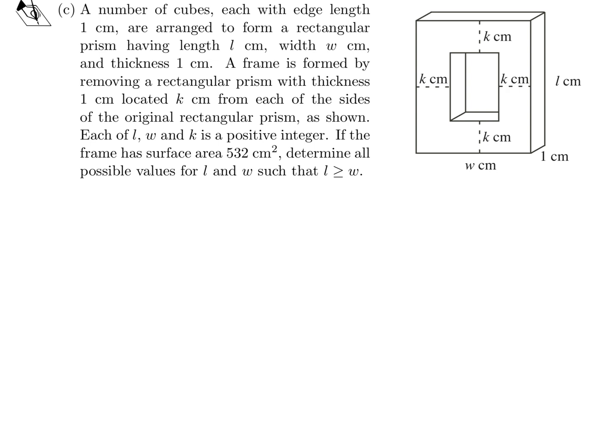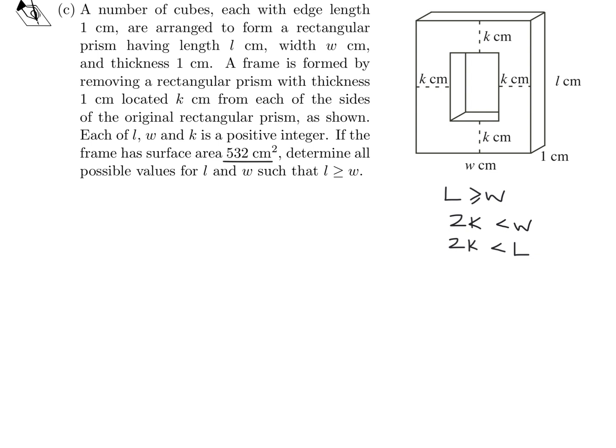All right, so we have some parameters here. We have L is greater than W, well, greater than or equal to, I guess. And then we have, from the diagram, 2K has got to be less than W. Because if 2K was equal to W, then that would not make any sense, right? Because then this hole in the middle would not be a hole. Because if it was equal to W, then you pretty much cut out everything. And then similarly, 2K has got to be less than L. And then the surface area is 532.